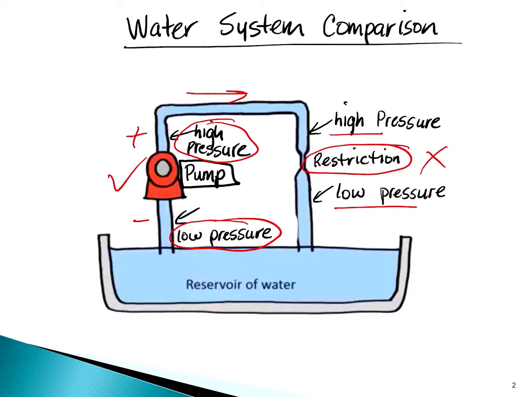One other thing I'd like to point out is, let's say you were to look at the pressure difference in this whole area of this water system. It would be high pressure in that whole section of pipe. So what would be the difference in pressure from, say, point A here to point B?